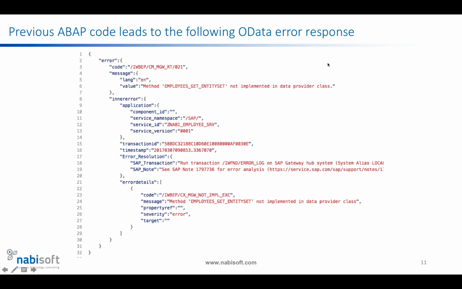If you execute your service and the code on the previous slide gets hit, this is the response. As you can see, we have a message on top. SAP calls this a leading message. It has a code and it has a text. Then we have some inner details. As you know, everything in the inner error in OData 2 is optional. We don't care about these items here, but what we care about are these error details. The error details also have a code, a message, a property ref, a severity, and a target. And this is also from SAP, and SAP has defined to use that.